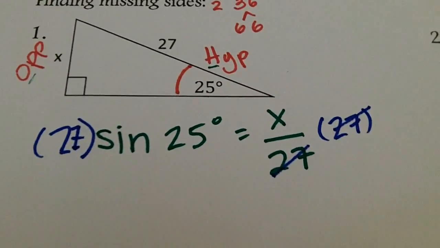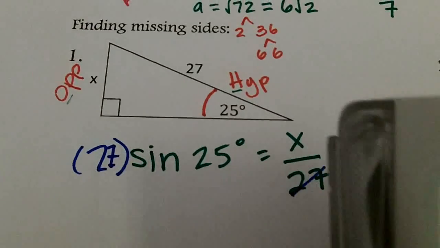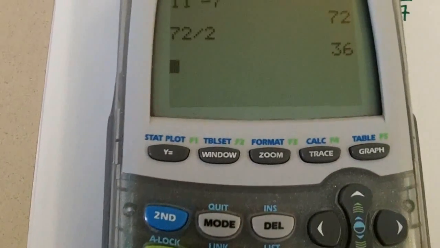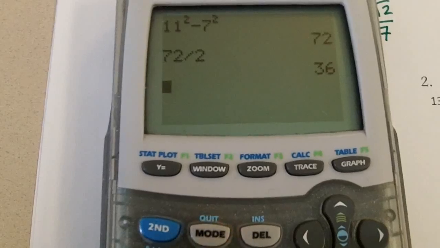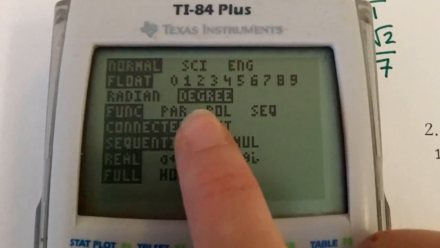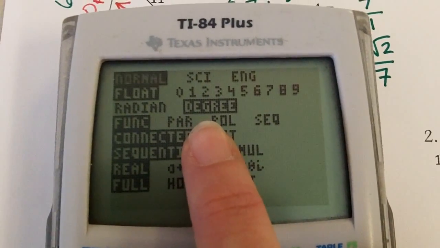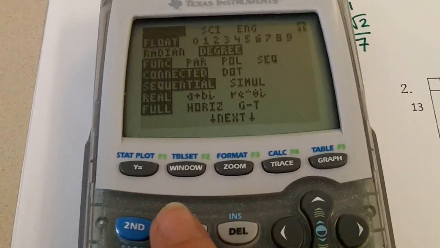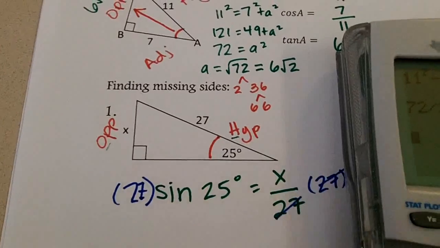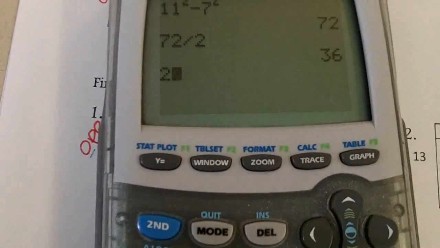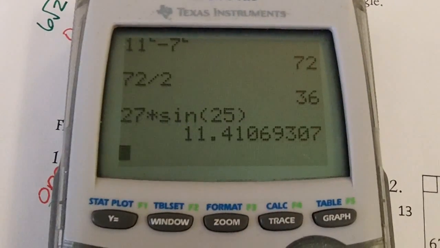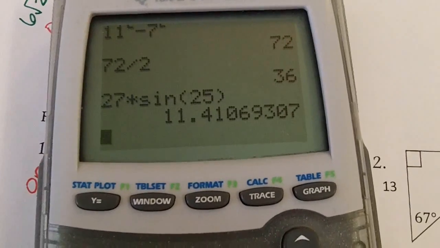Now get out your calculators. We first need to make sure that your calculator is in the right mode. Hit the mode button on your calculator, which is right next to second. Make sure degree is highlighted on your calculator screen. Now go back and type in 27 times the sine of 25. That is the answer for x, and that's the missing side.